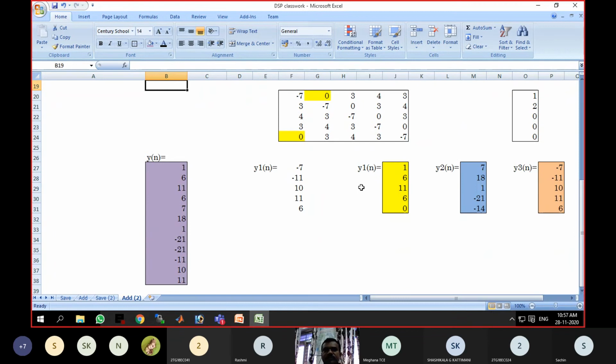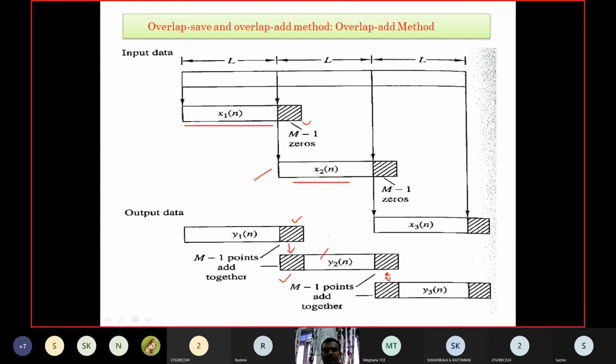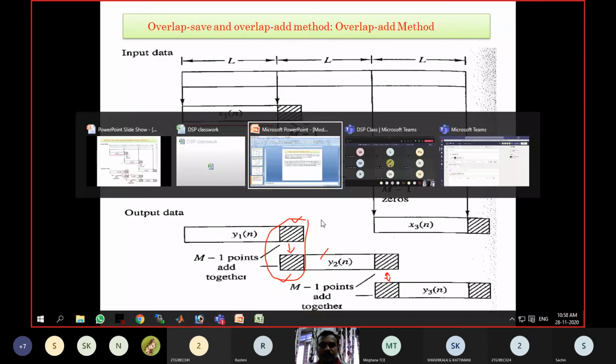Then how to merge the things? We need to add. How to merge? We need to add the previous last elements. The last m minus 1 elements of the previous y are added with the initial m minus 1 points of the present y. So this calculation we need to perform for the merging task. So that will be done.